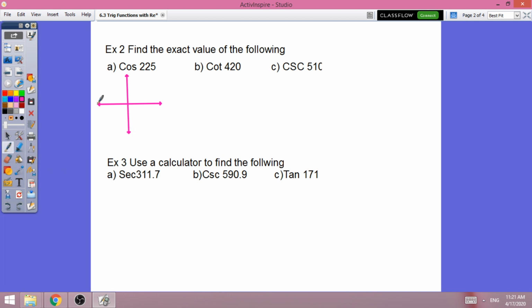Again, 225 is located in quadrant 3, and the reference angle will be the one right here. So let's find the reference angle first: 225 minus 180. 5 minus 0 is 5, 12 minus 8 is 4, so 45 degrees. Another thing you can do is draw the line segment here, so let me make this one better.